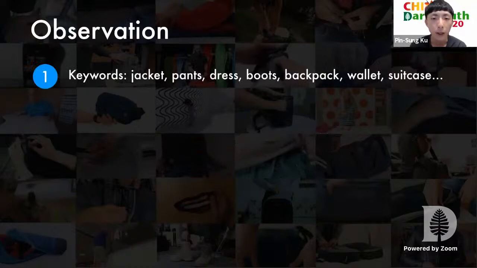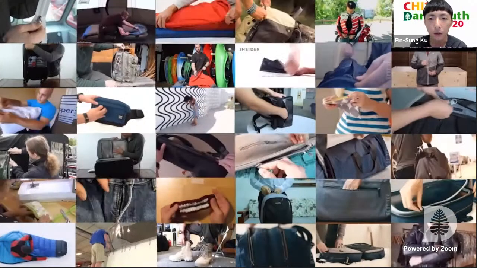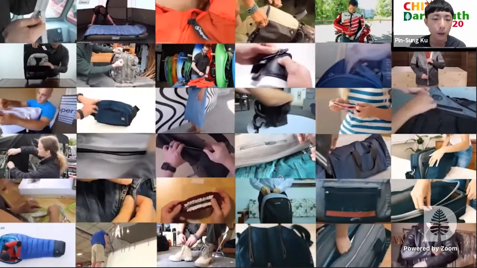We first brainstormed 11 objects that often have zippers, and then searched YouTube using the names of these objects as keywords. Starting with 1299 candidate videos, we filtered out the irrelevant ones and resulted in a total of 444 videos for analysis. They have an average number of views of more than 200,000 and an average length of about 10 minutes. By observing the many different ways zippers are used daily, we aim to gain the insights needed to develop a wide range of interactions.